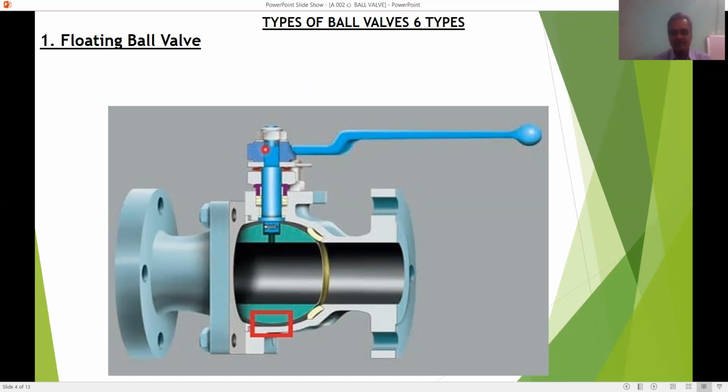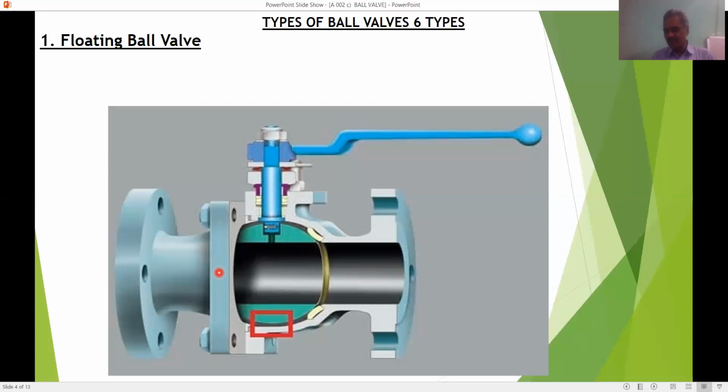The stem is connected to a slot at the top side of the ball. You can see this, a slot is there on the ball. It is connected like this, which allows the ball to rotate a quarter turn, that means 90 degrees. The shaft allows for a certain amount of lateral movement of the ball that is generated from the upstream pressure. What is the pressure? It is coming from upstream, and it will affect it.